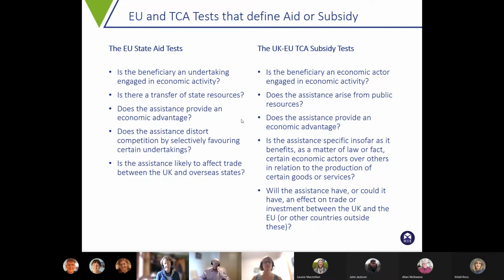So we've talked about the subsidy and the changing language. Instead of an undertaking that we had in state aid, we've got an economic actor, which means the same thing. So is the beneficiary involved in trading goods or services on a market? And as we all know, that depends on the activity that we're supporting, not necessarily what they do normally.